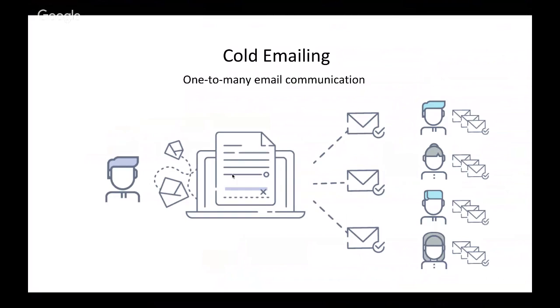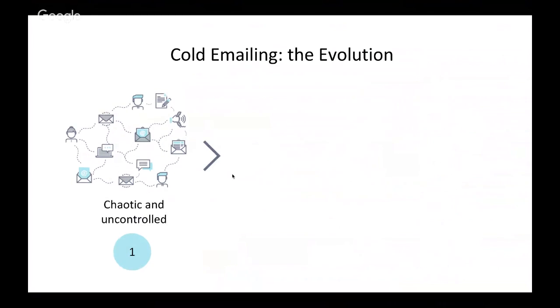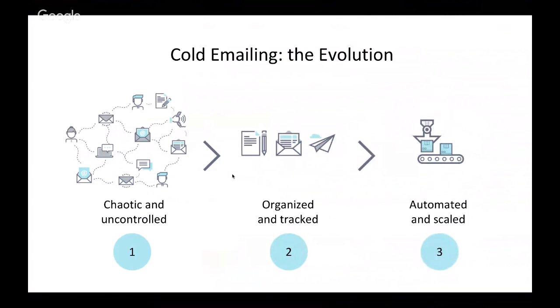So in this presentation, we are going to be talking specifically about the modern state of cold emailing evolution, which is namely automated and scaled cold email outreach using a system like Reply, for example. Now, I'm going to be giving you examples from our experience, and I'm going to be showing you examples based on our system, reply.io.